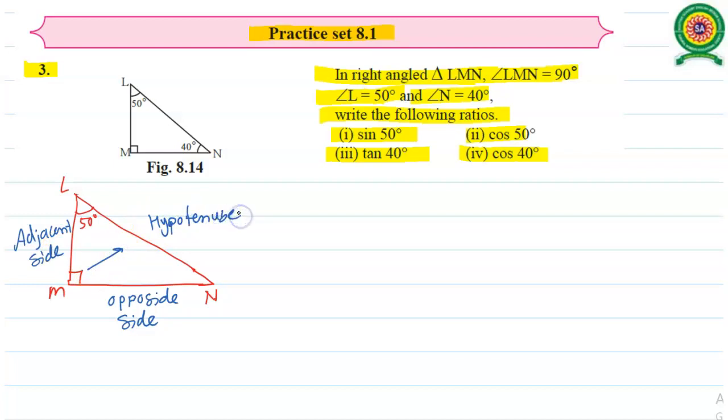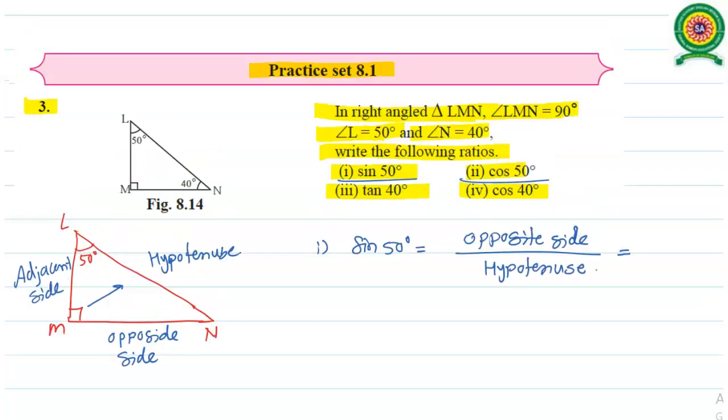Now we have to evaluate at start sine of 50 degree. So sine of 50 degree is equal to, basic formulation for sine of an angle, opposite side divided by hypotenuse. So which is the opposite side with respect to the 50 degree angle? We have the MN, so MN divided by, we are getting the hypotenuse as LN. So the value of sine of 50 degree, we are getting MN divided by LN.